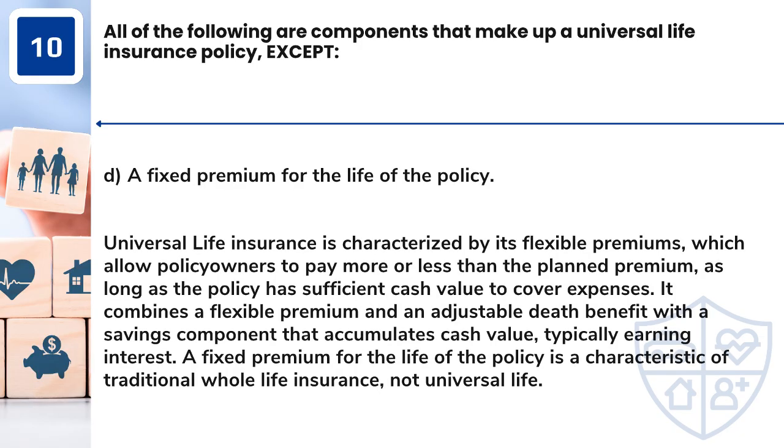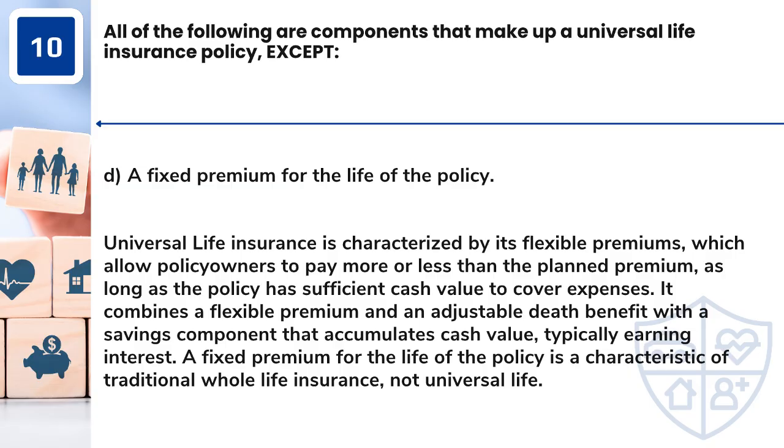Answer: D. A fixed premium for the life of the policy. Universal life insurance is characterized by its flexible premiums, which allow policy owners to pay more or less than the planned premium, as long as the policy has sufficient cash value to cover expenses. It combines a flexible premium and an adjustable death benefit with a savings component that accumulates cash value, typically earning interest. A fixed premium for the life of the policy is a characteristic of traditional whole life insurance, not universal life.